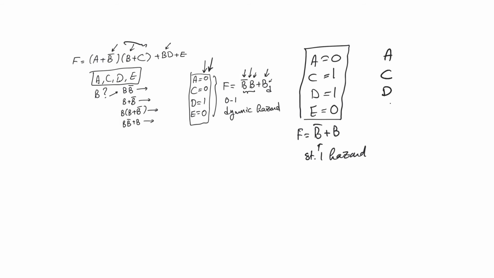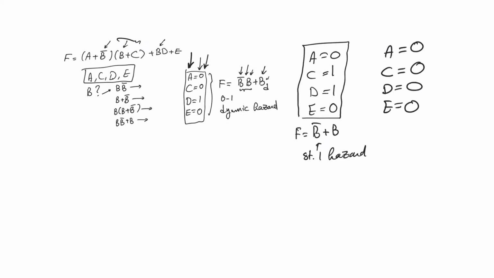Now, let's consider another situation. Again, a, c, d, and e are going to be slightly different from the original case here. So in this case, a is equal to 0, c is equal to 0, d is equal to 0, and e is also equal to 0. So they're all equal to 0. In that case, f is going to be equal to b dot b bar. This is a static 0 hazard, and it will occur for these input values.